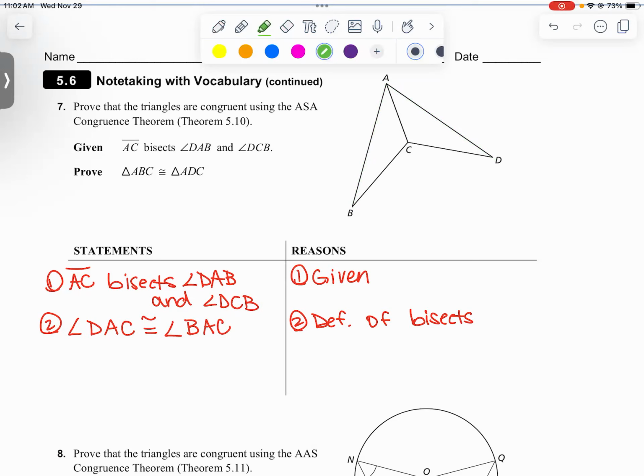Now, it also says that AC bisects angle DCB. So what two angles do we have congruent here?